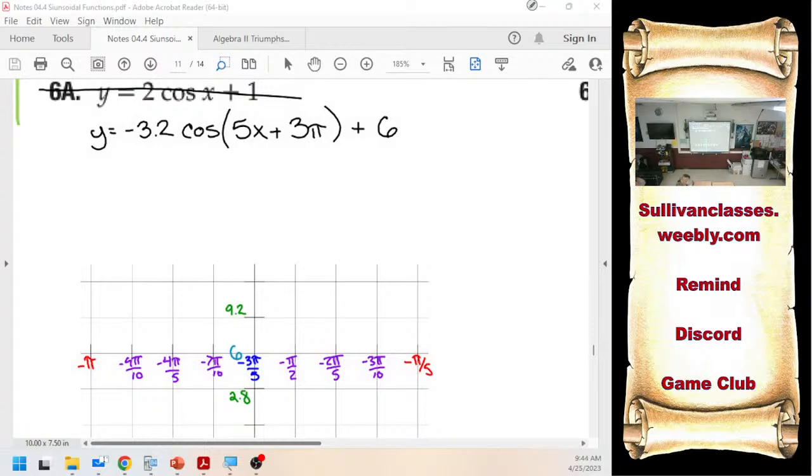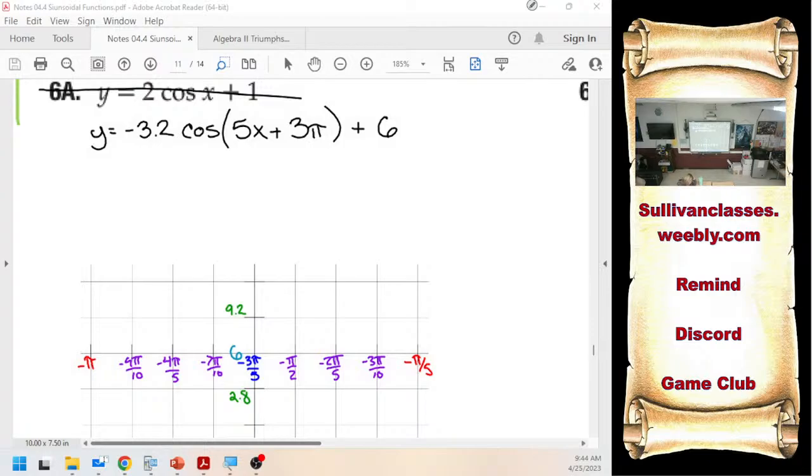Adding a pi over 10 to that is now negative 5 pi over 10. Reduce it. Negative 4 pi over 10. Reduce it. Negative 3 pi over 10. Negative 2 pi over 10. Reduce it. Okay? The catch is being able to do all of that.